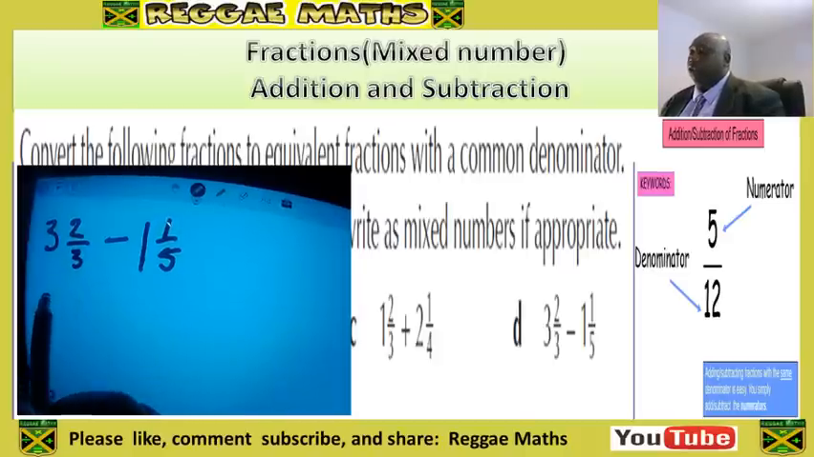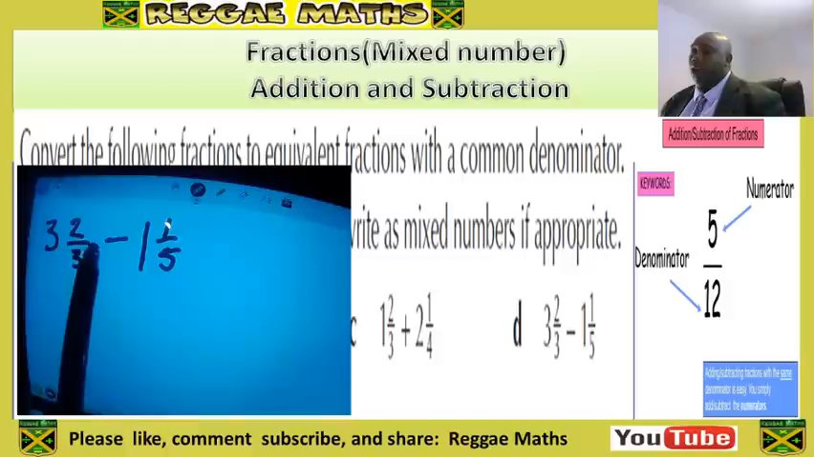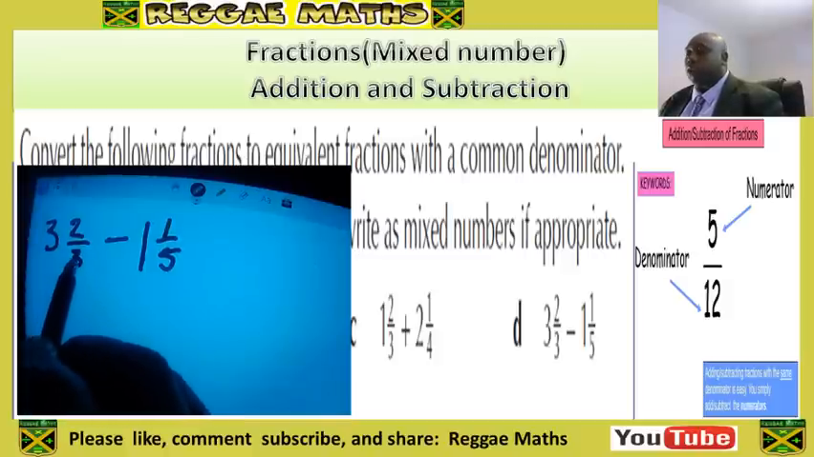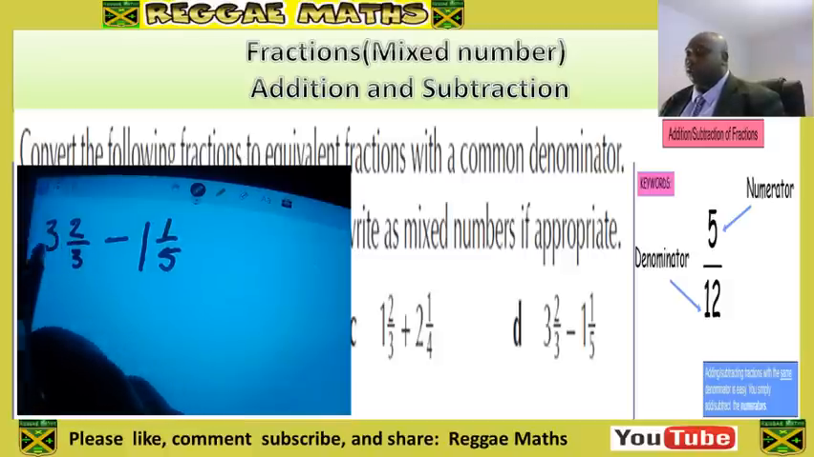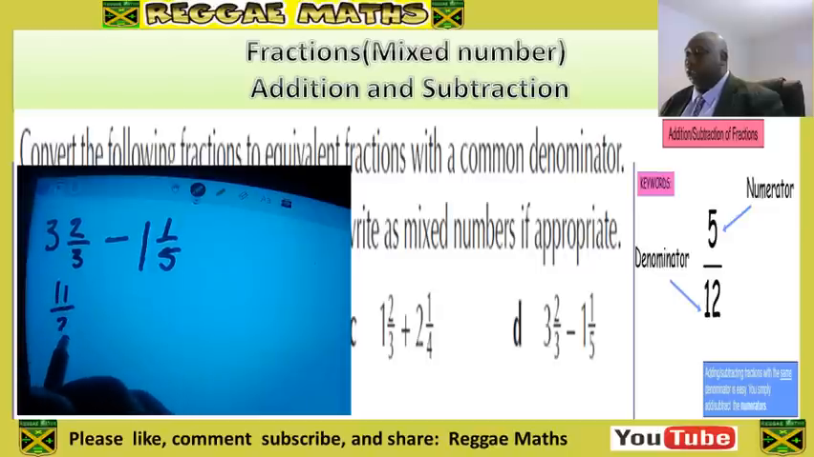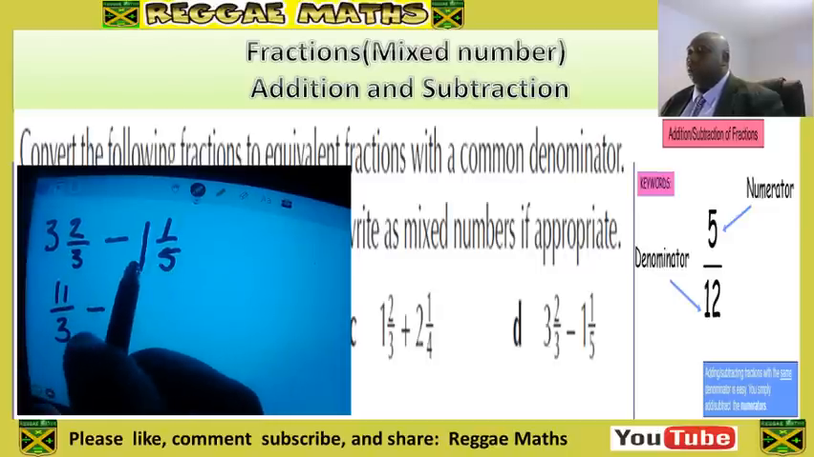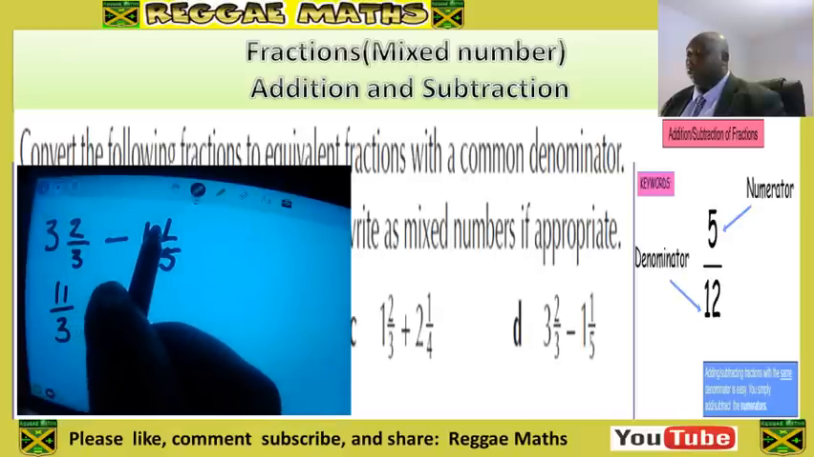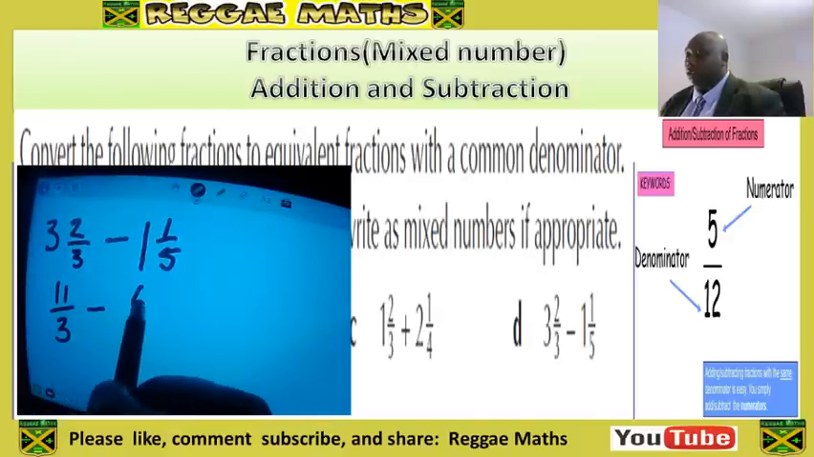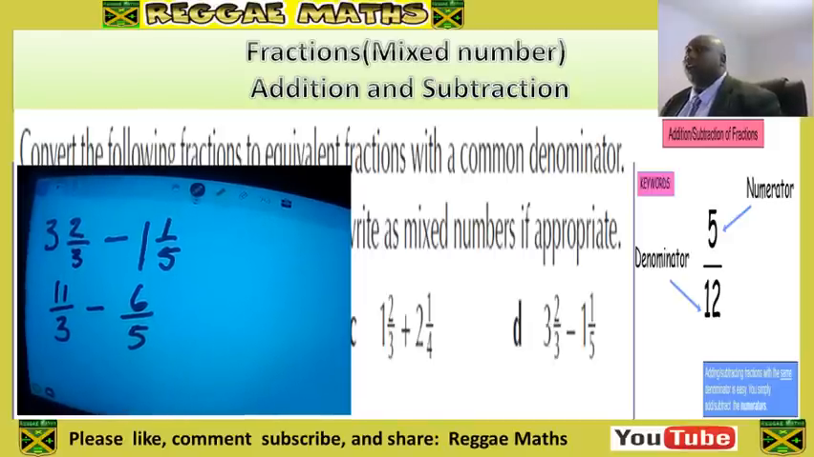Okay, so step 1, I'm going to turn the mixed number into a top heavy fraction. So basically I'm going to do 3 times 3 is 9 plus 2 is 11 over 3, take away 5 times 1 is 5 plus 1 is 6 over 5. Next step, the question I'm going to ask myself here is, is the denominator the same? So I need to work out the lowest common denominator of 3 and 5. So 3 and 5 is 15.